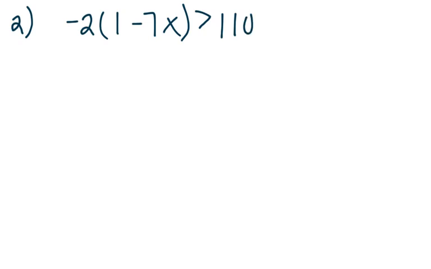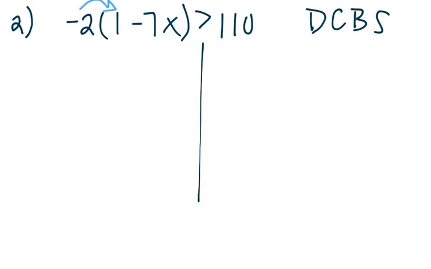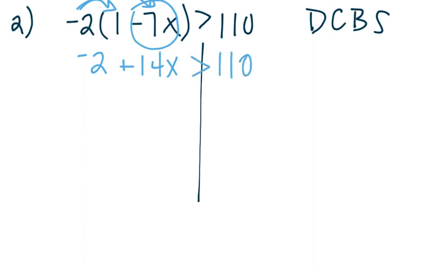All right, let's go to the next one. So we have number 2. It was negative 2 times 1 minus 7x is greater than 110. Distribute, combine, bring, solve. Donuts can be salty. Distribute. Negative 2 times 1 gives us negative 2. Negative 2 times negative 7x is a positive 14x. Sign stays the same, and we have 110 on the right.